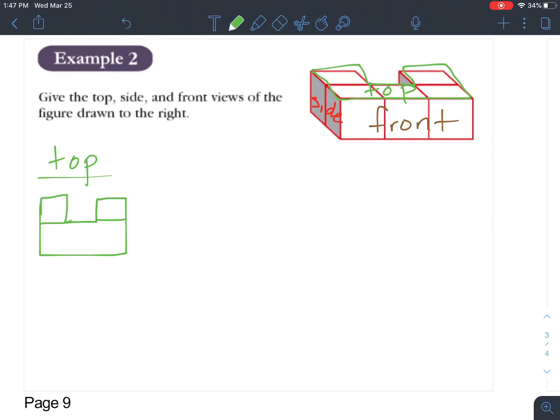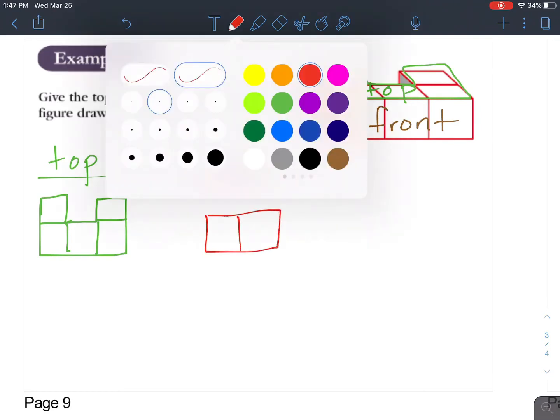And then we're going to extend those out. And there we go. So if we had used like a drone and we were flying on top of this and looking straight down, that is the view that we would have seen. Then the next one that I'm going to do is the side. And the side here looks like we just have 2 blocks wide and it's just 1 block tall. So I just need to draw that and I'm done.